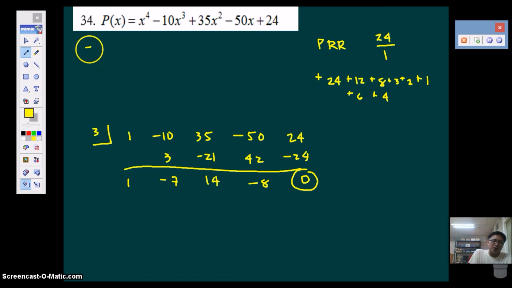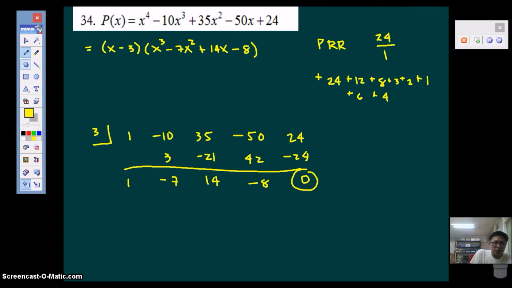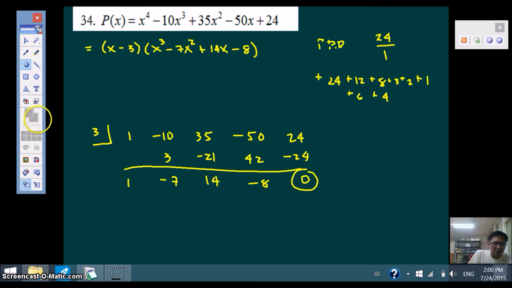Now, after finding one root, I suggest that you write your polynomial into its depressed form. So it's x minus 3, that's one factor, and then the depressed equation, in the third row, is x cubed minus 7x squared plus 14x minus 8. And then do the process over again. Just repeat that process.